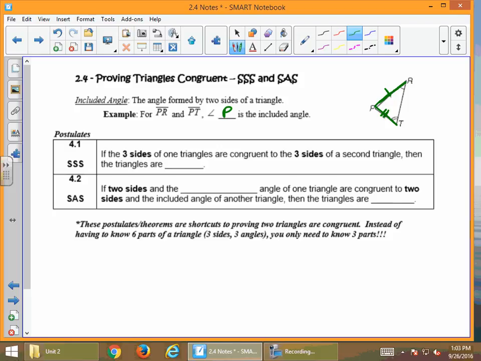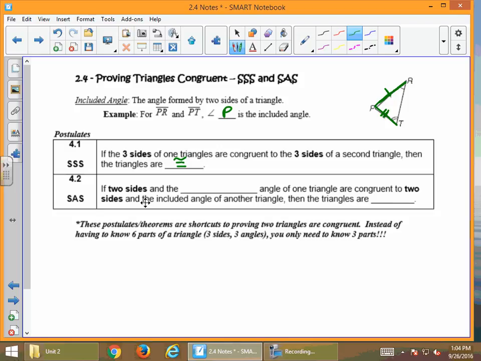Our first shortcut is what we call side, side, side. We abbreviate it with 3 S's. Okay? What this stands for is the 3 sides of one triangle are congruent to 3 sides of the second triangle, and those 2 triangles are congruent. So the 3 sides match up. If you have tick marks on all 3 sides, those tick marks match up, they're in the same spot, then you know that those 2 triangles are congruent. So rather than finding out that all 3 sides are the same, that all 3 angles are the same, once you have that the 3 sides are the same, you're done. You know they're congruent. Okay?